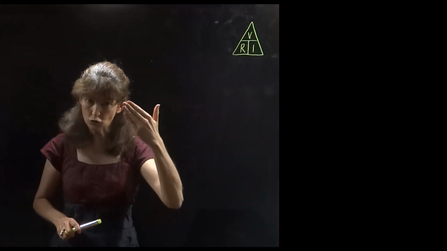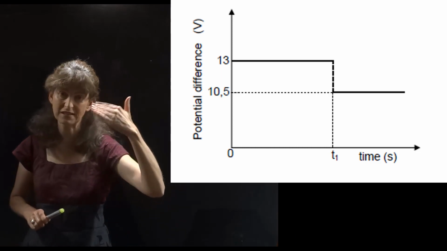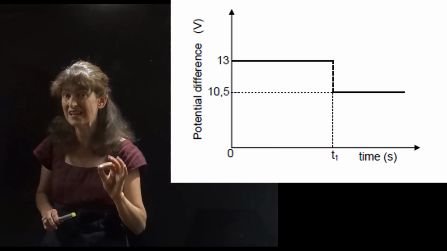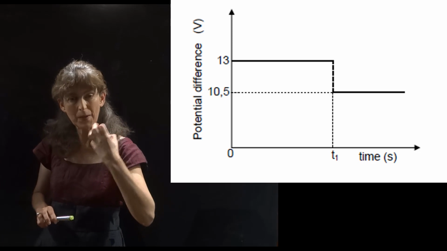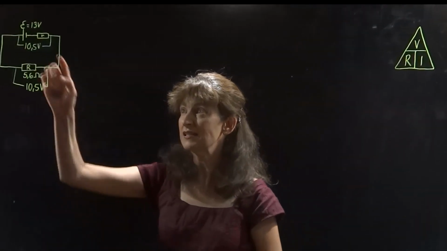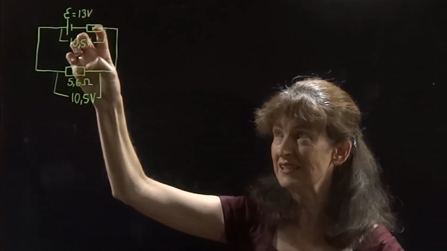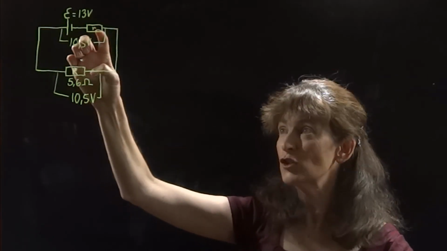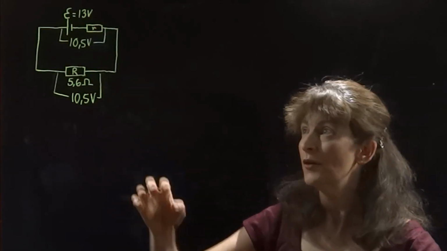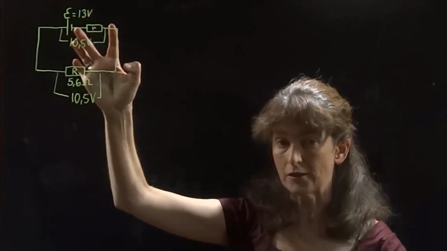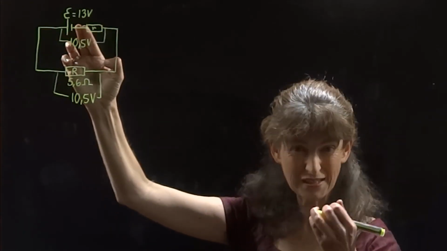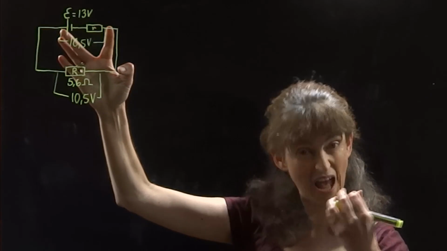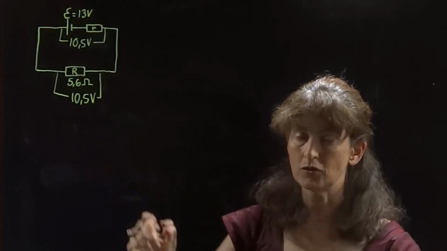And that drop from 13 volts down to 10,5 volts tells us that there is battery internal resistance. There are some lost volts. The resistor of the battery is taking away 2,5 volts. And that's why we get a drop from the maximum the battery can give to the actual voltage that the battery gives to the circuit.